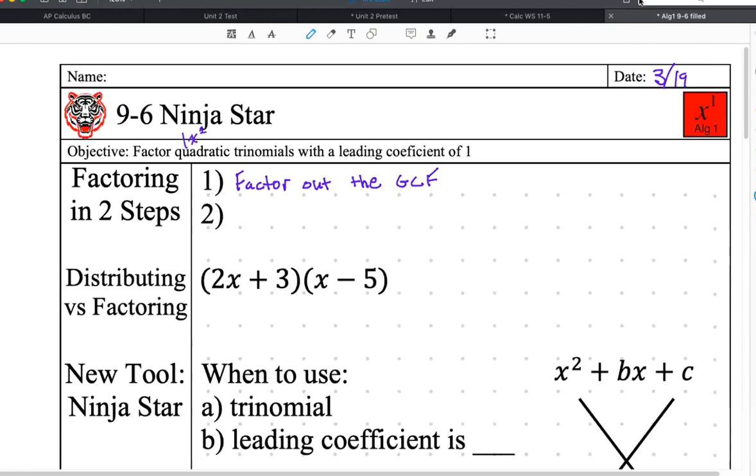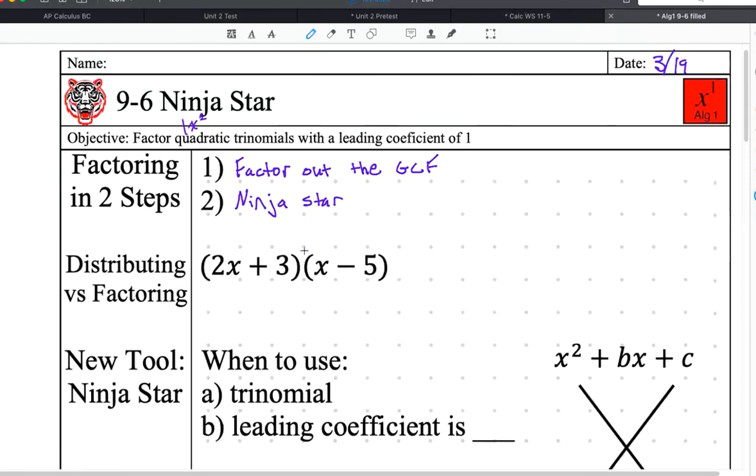Okay, no one? Oh, yeah, go for it. Is it Ninja Star? It is Ninja Star, yep. That means that we are learning the second step today. 9-5 was the first step, 9-6 today is the second step, and that's only a half lie. I'll talk to you guys tomorrow on Friday about why I'm kind of lying to you.